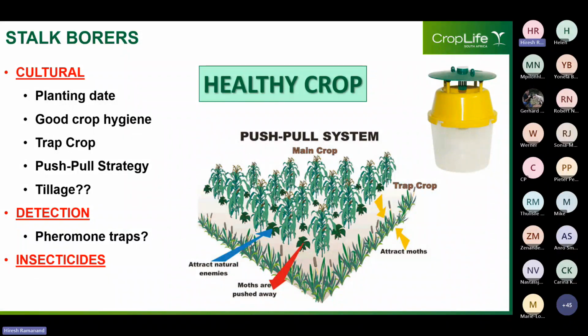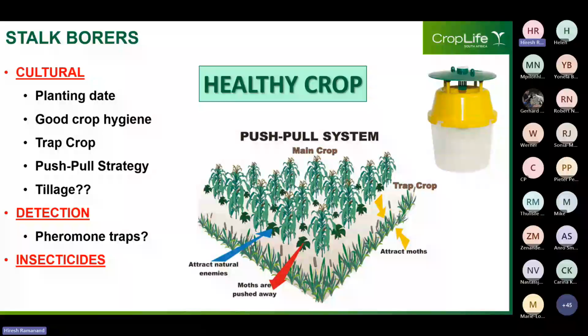Moving on to the push-pull strategy. So the push-pull strategy involves using repellent push plants and trap pull plants. Let's look at a practical example of a push-pull strategy that I briefly touched on during the early parts of this webinar.